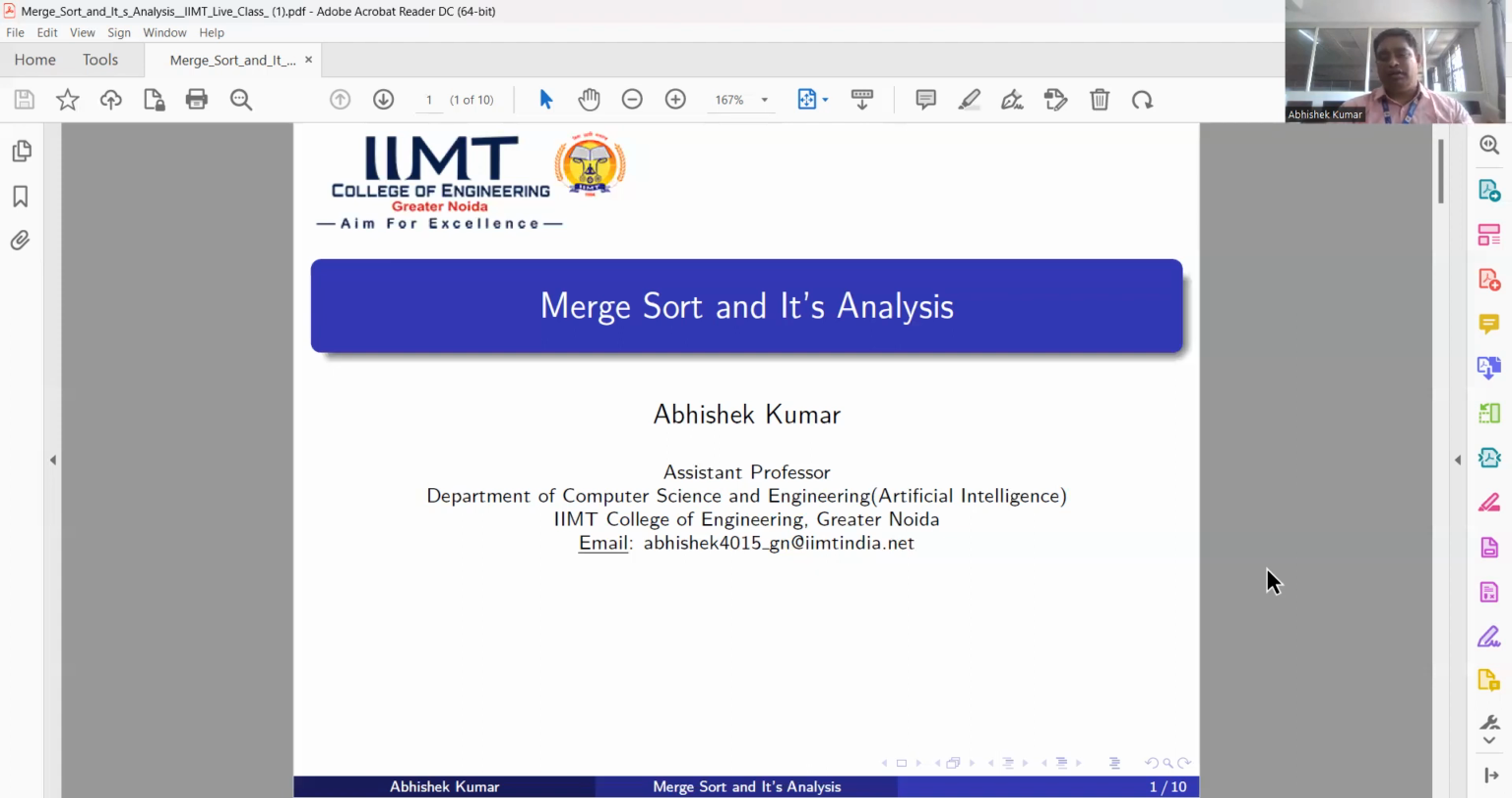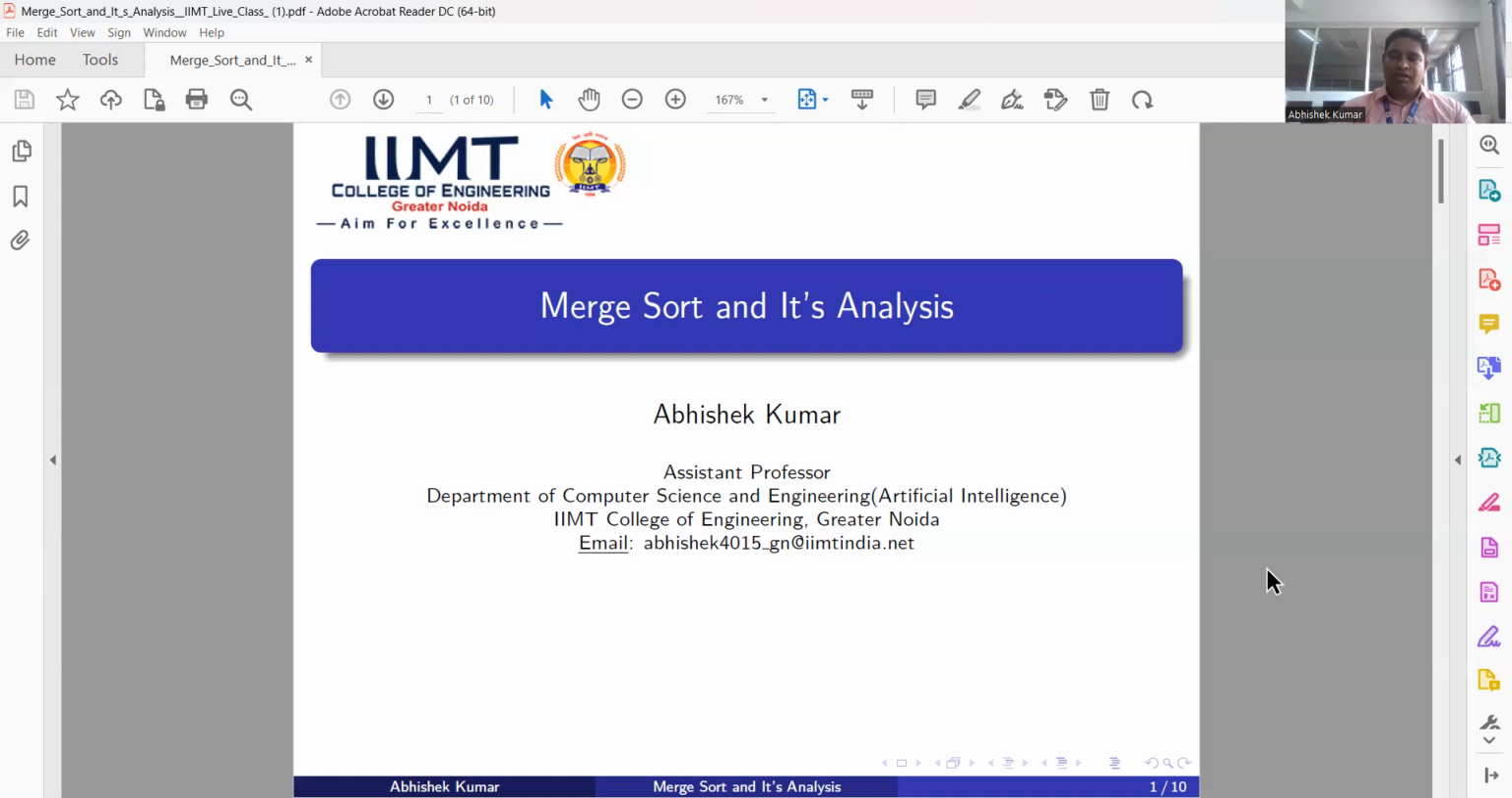Then I will discuss about the implementation part, that means the pseudo code of merge sort as well as merge operations. Because all of you know that in the merge sort, the most important operation is merging operations. So first of all, we will discuss about the merging operations. Then we will go in the merge sort pseudo code. And then finally, I will discuss about the merge sort time complexity.